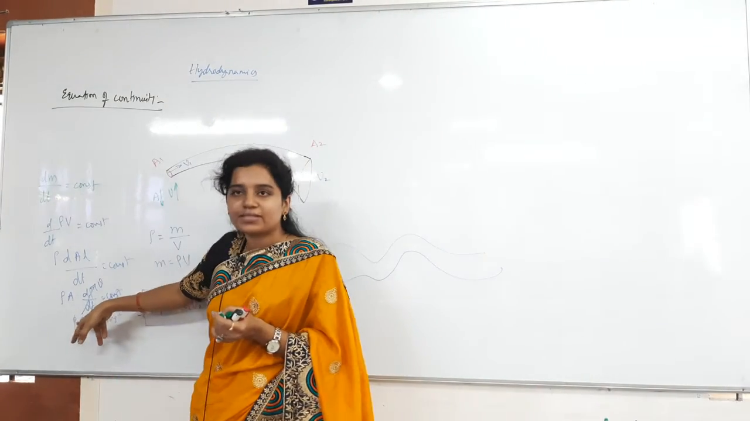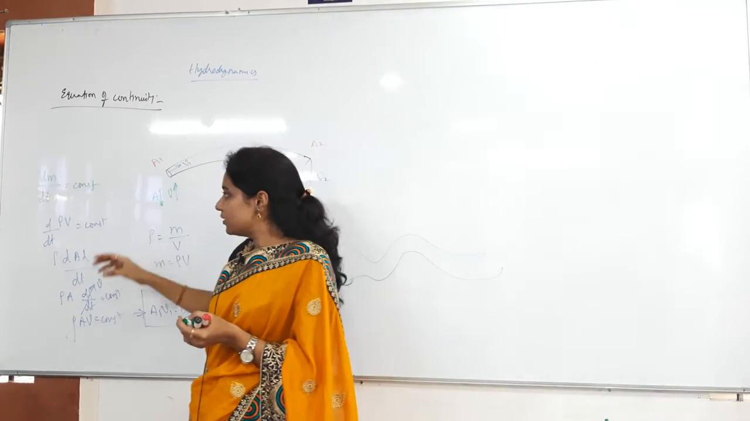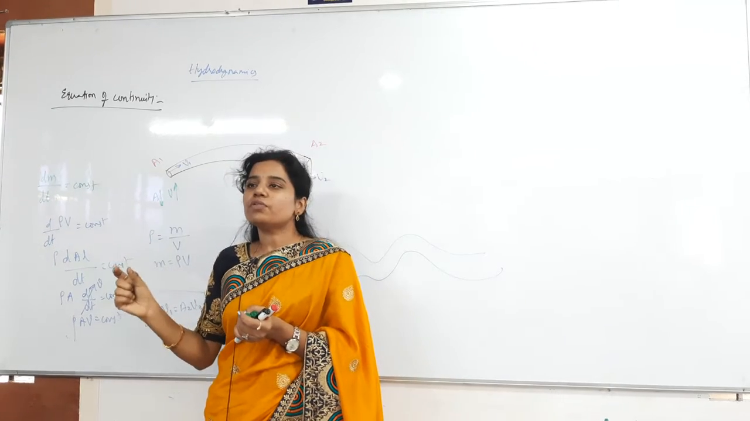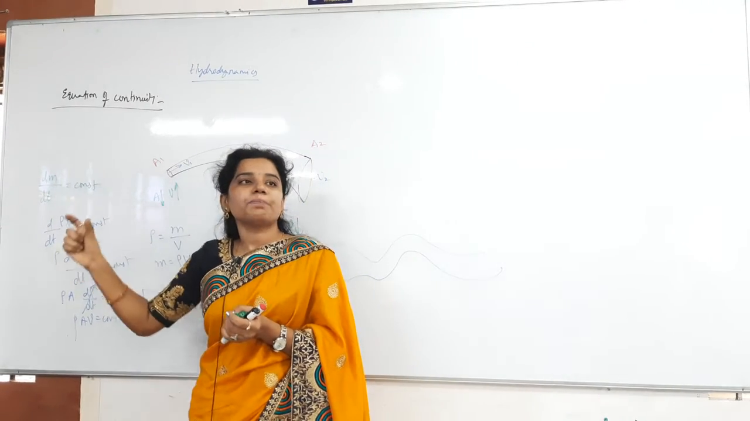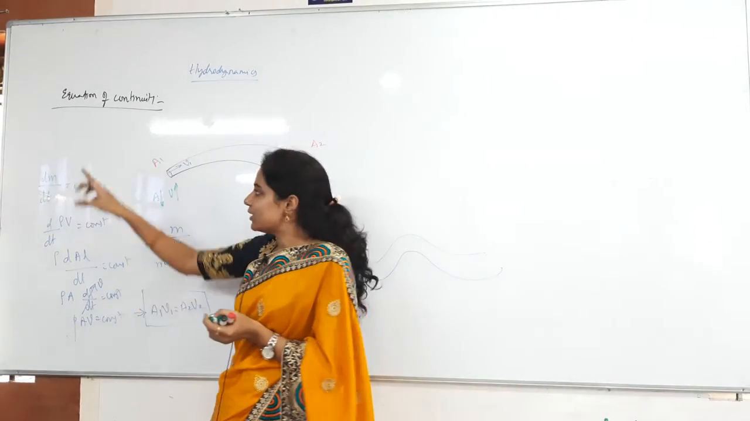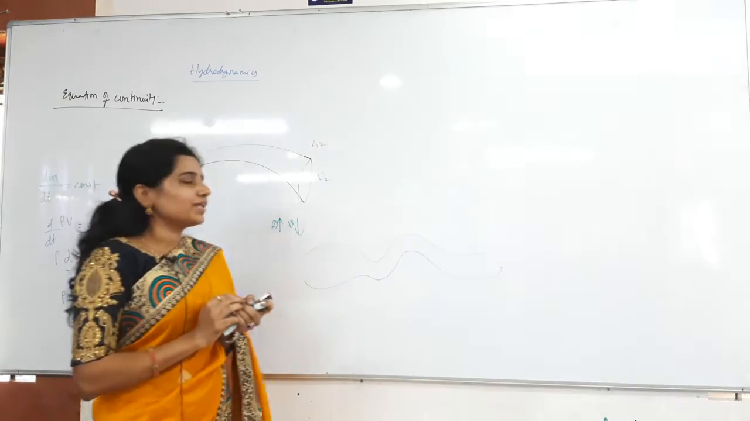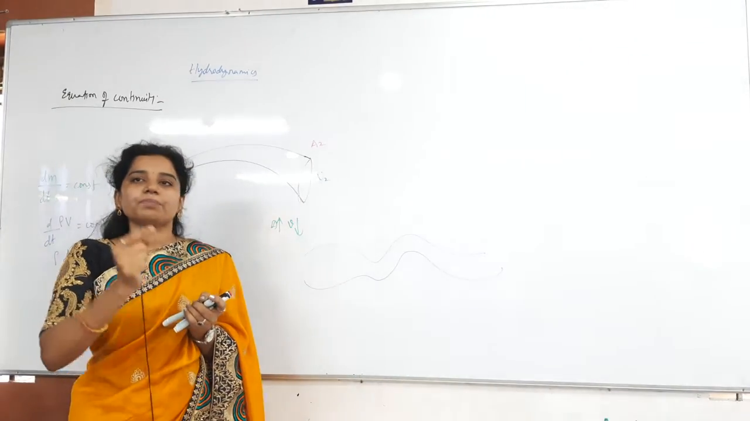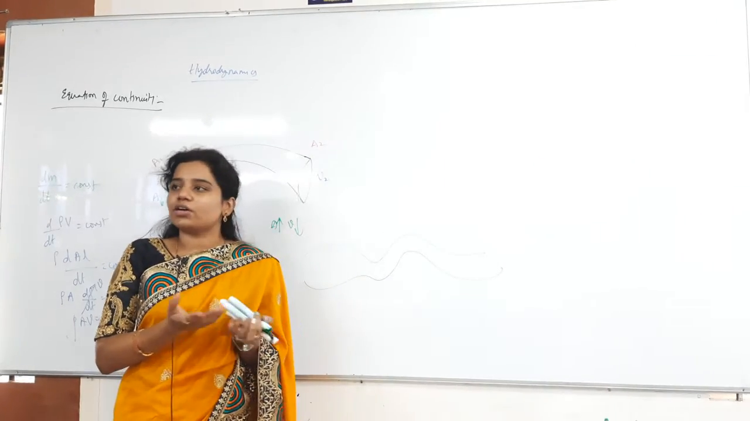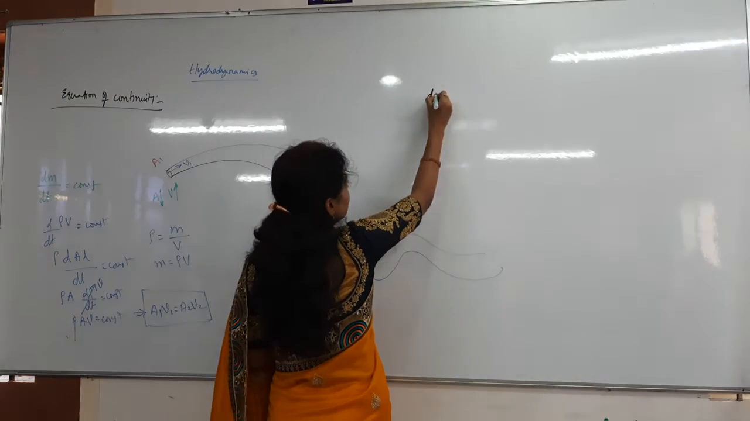Are you able to see that, backside people? Shall I derive it on the upper part otherwise? Yes, I will do that. So the equation of continuity states that the amount of fluid flowing per second is always constant, whatever the amount may be. So dm by dt is always constant. Here dm by dt is nothing but the amount of fluid flowing per second. That amount I don't measure in terms of mass and all.